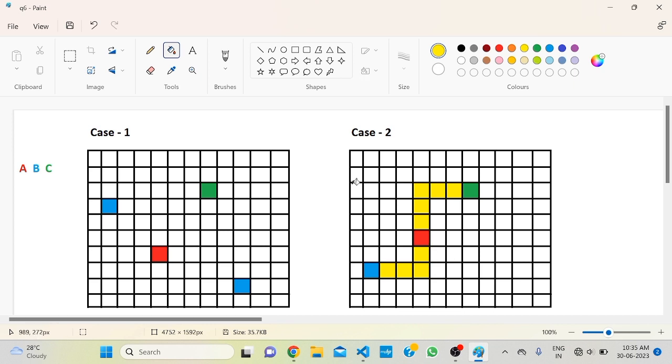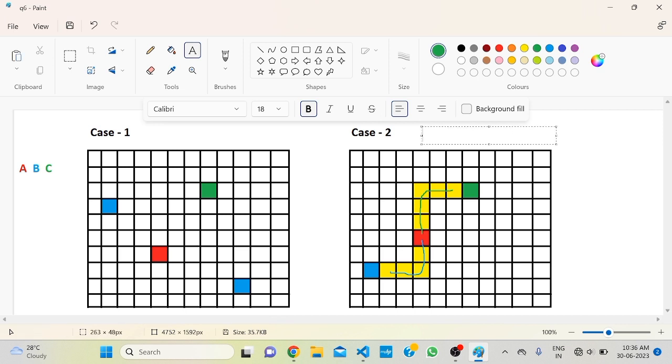So you can easily see that Bob will go through this way, and Carol will go through this way. Then in this case, how many cells are there which are in common? Only one cell, this red one. So in case 2, our output will be 1. Our output will be only 1.